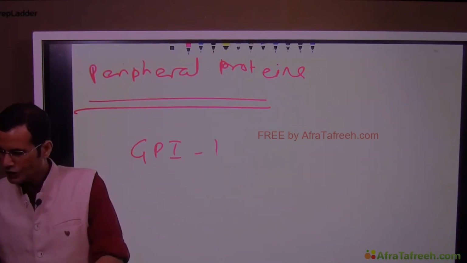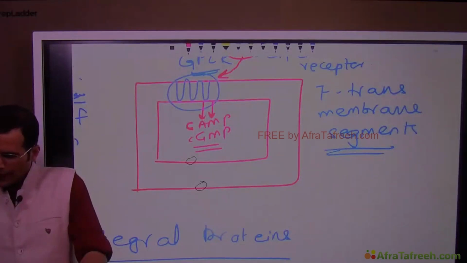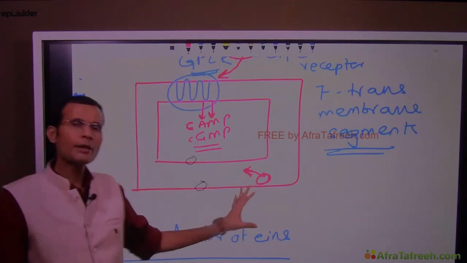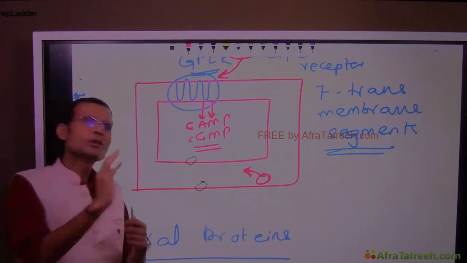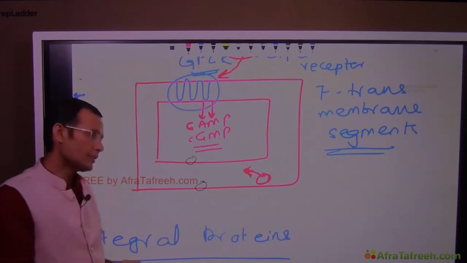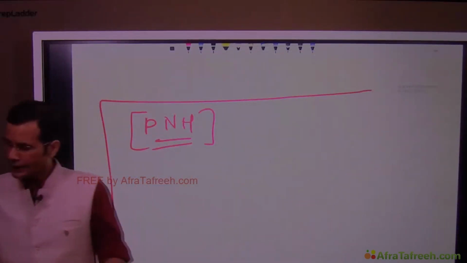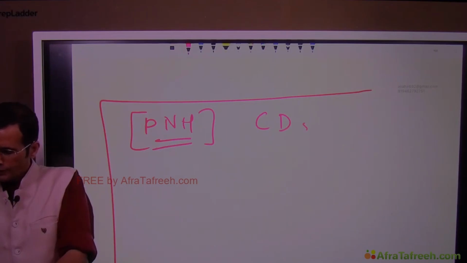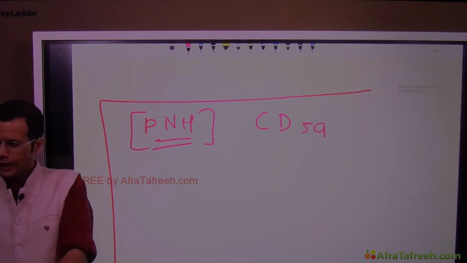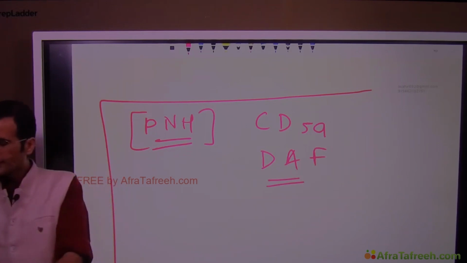Special category, the GPI linked proteins. There are certain proteins in the membrane which are anchored to the membrane by the GPI linkages. Well, this is just a diagrammatic representation to make you understand how they are anchored to the membrane, linked to the membrane by GPI linkages. So, GPI linked proteins in the membrane. The famous examples of GPI linked proteins are CD59 and decay accelerating factor, also called as CD55.